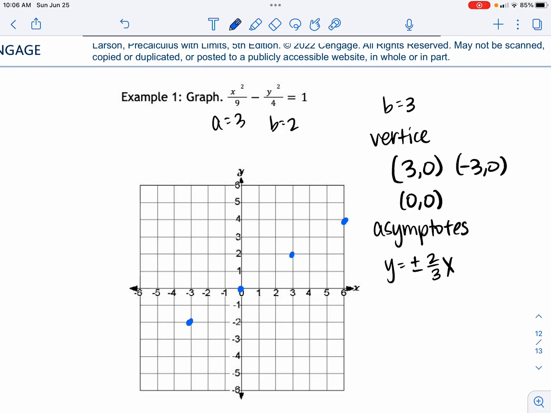So as I graph these, because it's an asymptote, I'm going to graph them as dotted lines. When I actually graph my hyperbola, I'll graph it as a solid line. Now the negative one would be down 2 over 3. So there are my two asymptotes for my hyperbola. Next, I'll graph my vertices, and I'll have 3, 0, and negative 3, 0. And that's really all I have for points.